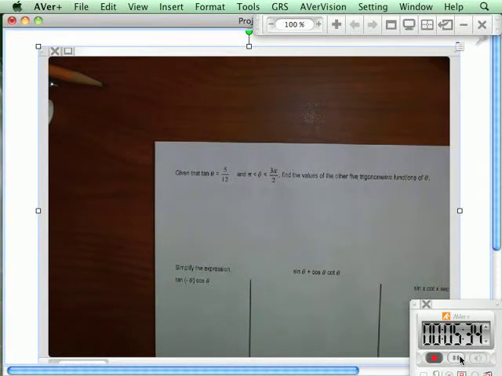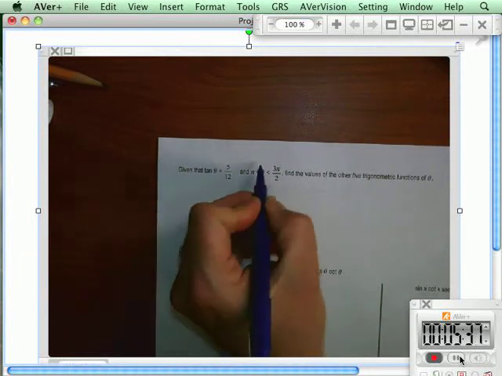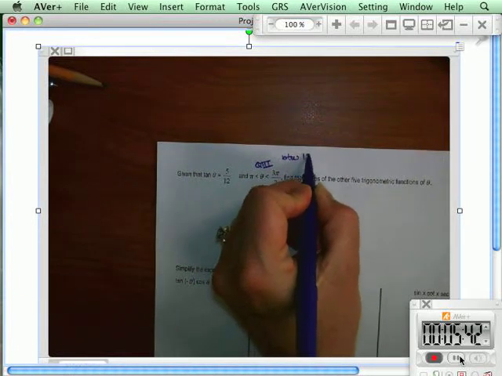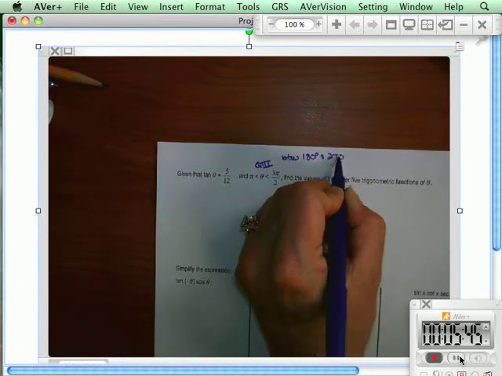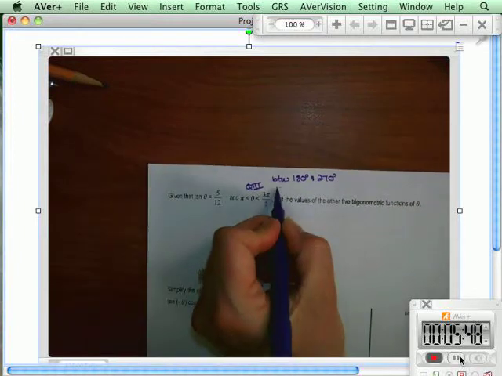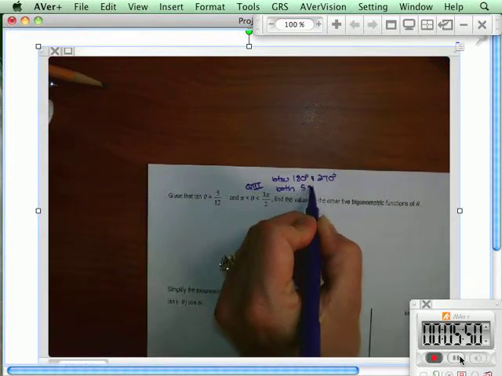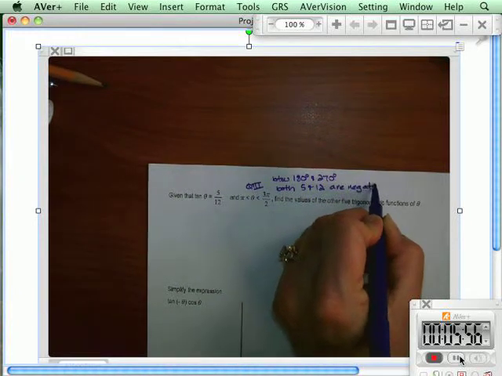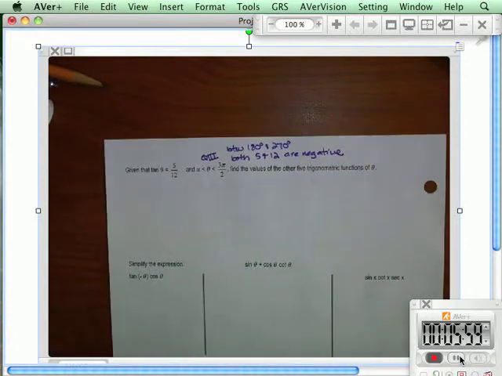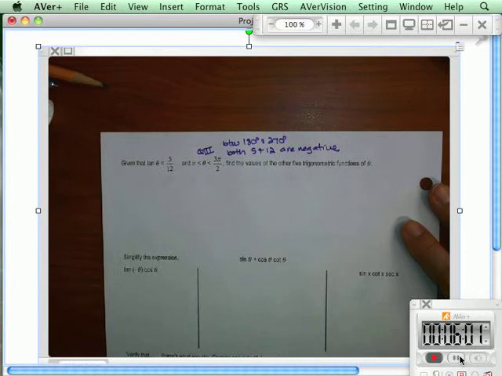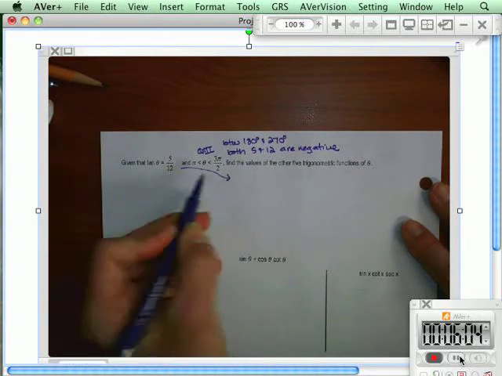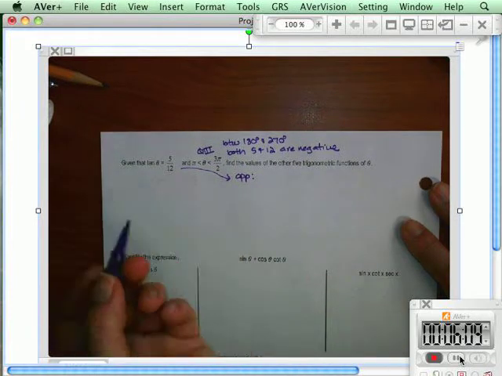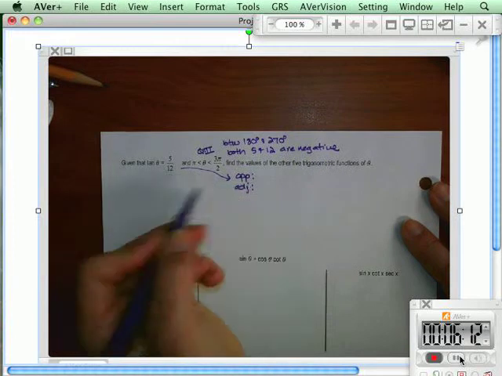It's quadrant 3. So this is quadrant 3, which means it's between 180 and 270, which means that both 5 and 12 are negative. And this is important. So I'm just going to start listing stuff over here. In order to do all these trig values, I need to know opposite, adjacent, and hypotenuse.